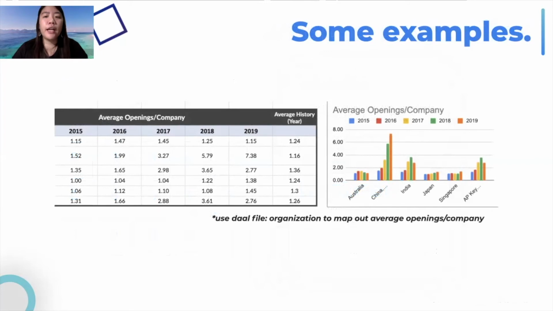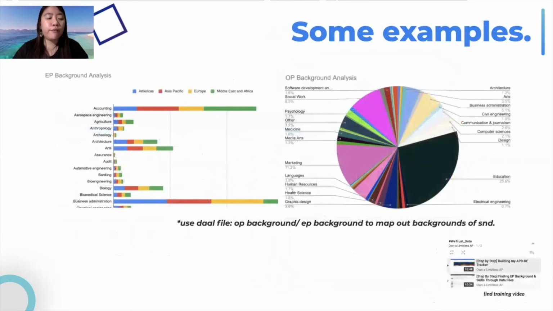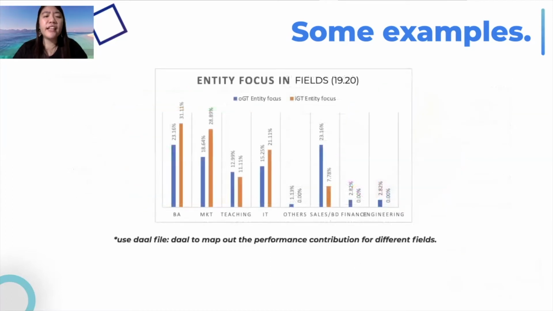For example, how many opens each entity has for the company, and secondly, for EP, what usually their background is, where they are coming from, or in your entity, what EP background you are having, and what kind of opportunity background they are applying for. So you can also consider it. And you can also find some of the data training that we have on our YouTube channel. So go follow us and find all of our data processing videos. And also you can look into, for each entity, what focus fields they are working on.